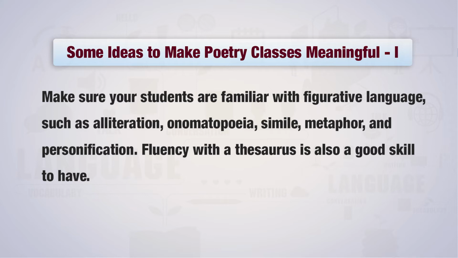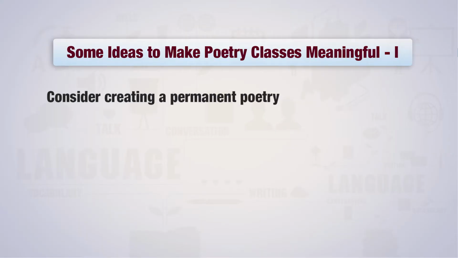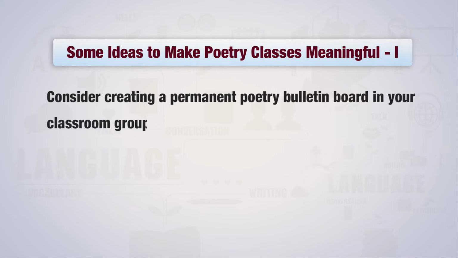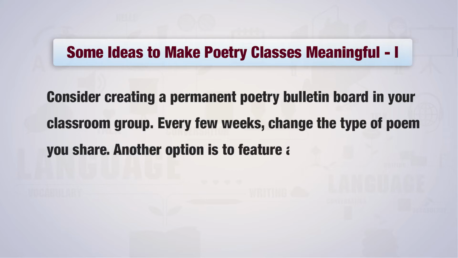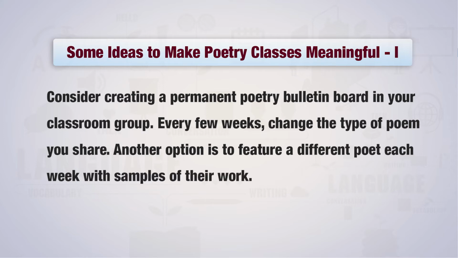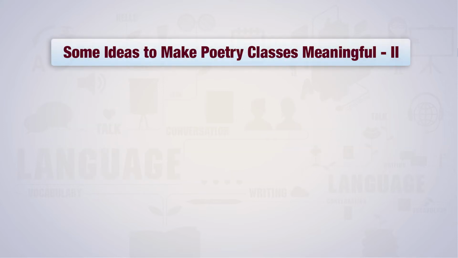Fluency with a thesaurus is a good skill to have. You may also want to use rhyming dictionaries, which are ideally available online. You may consider creating a permanent poetry bulletin board in your classroom. Every few weeks, change the type of poem shared by you, making sure that it contains a different kind of language. Include information about that poetry and some other poets, or maybe some other famous works of the same poets. Another option is to feature a different poet each week with samples of their work.